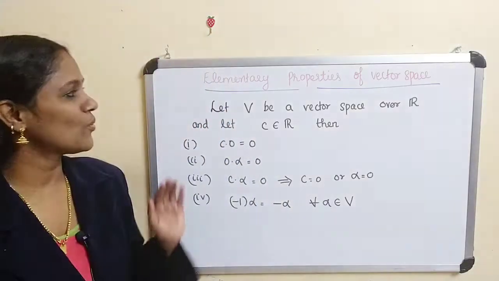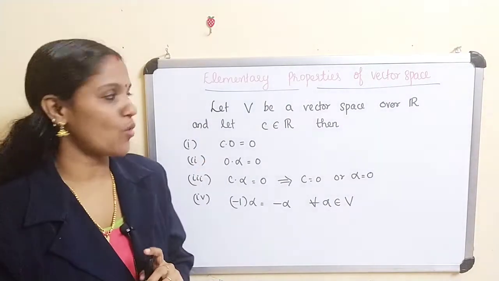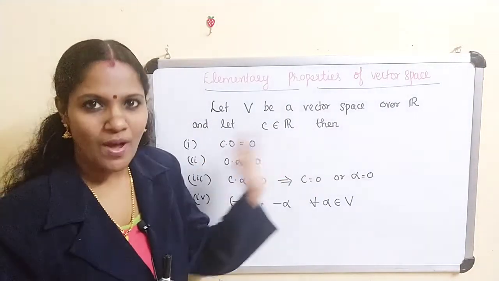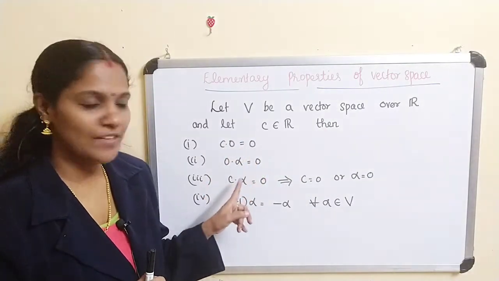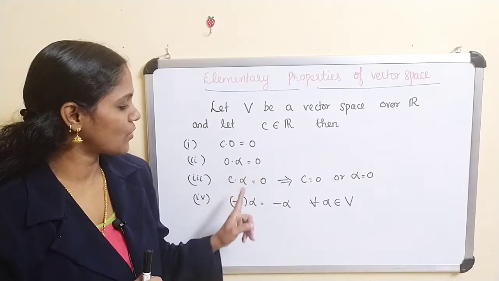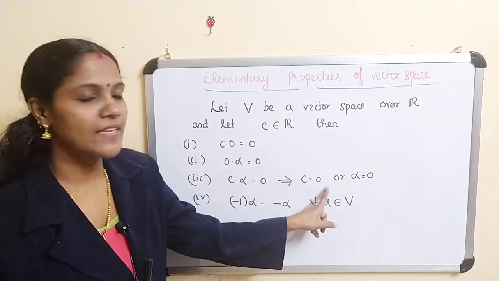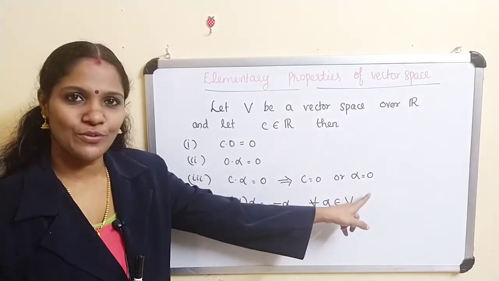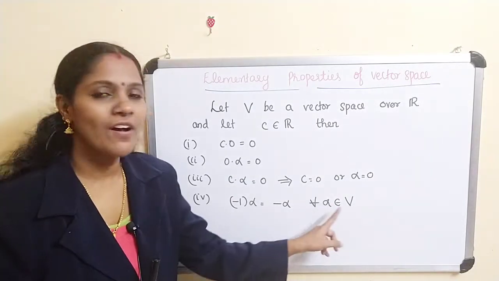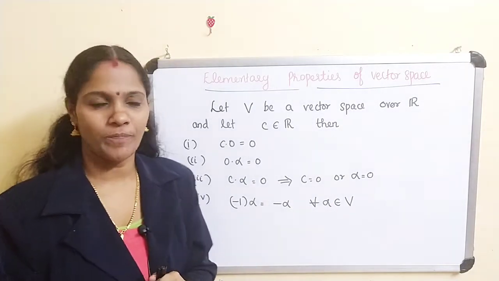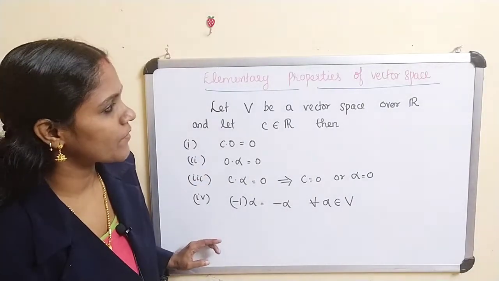So these are the properties. Let V be a vector space over R and let c belong to R. Then the first property is c·0 = 0, the second property is 0·alpha = 0, the third property is c·alpha = 0 implies either c = 0 or alpha = 0, and the fourth is (-1)·alpha = -alpha for every alpha belonging to V. These are the elementary properties. These questions are asked for one-mark weightage.